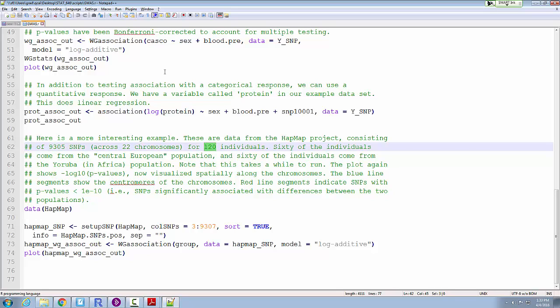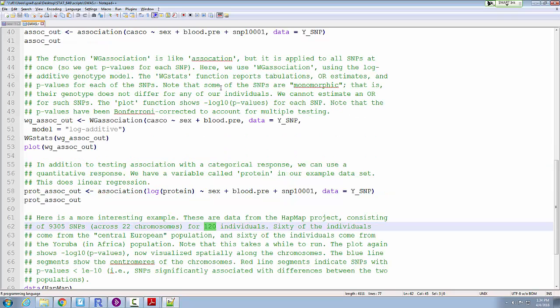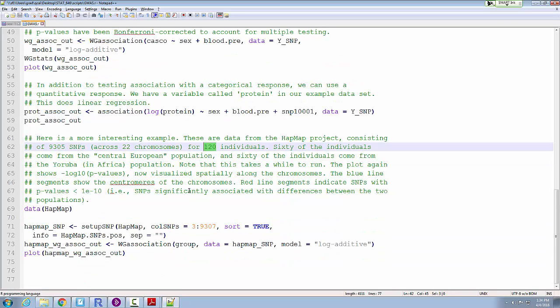The whole genome association that I'm showing you with the toy data is really just to illustrate. If you really want to see the kind of output that you would get in practice, let's run this one. We'll run this one next time, but it takes a long time to run.